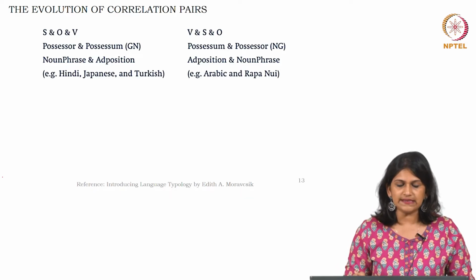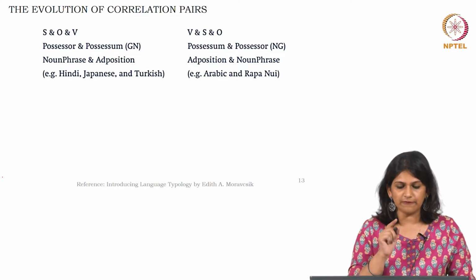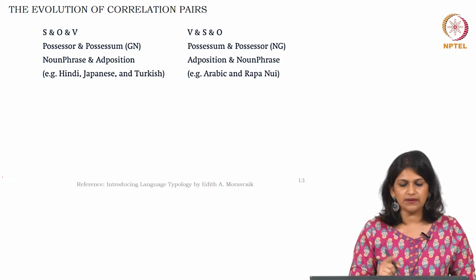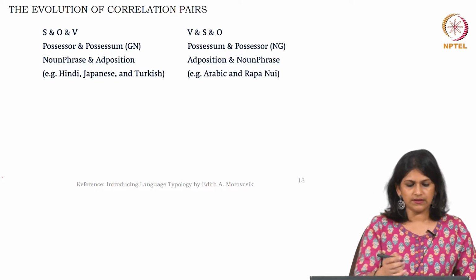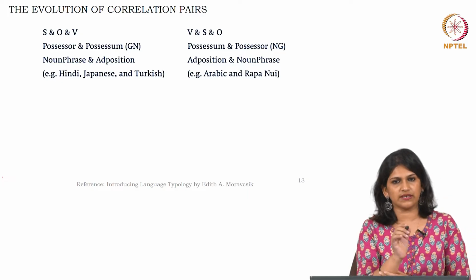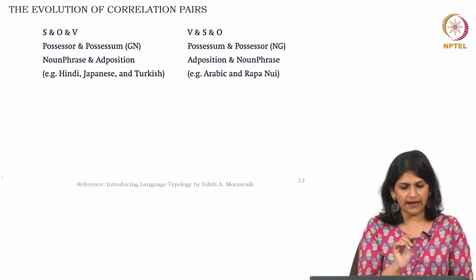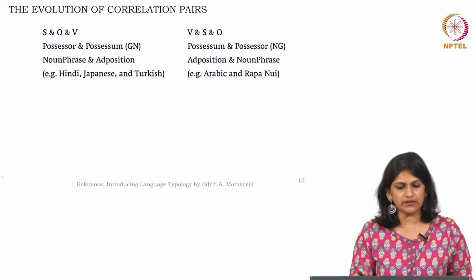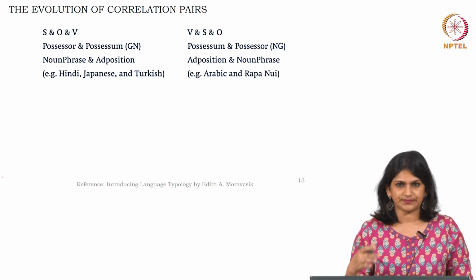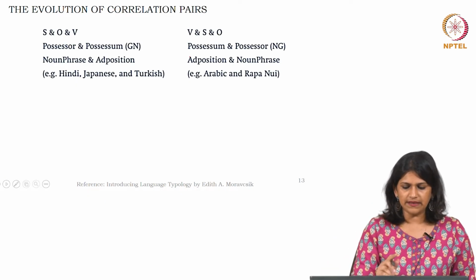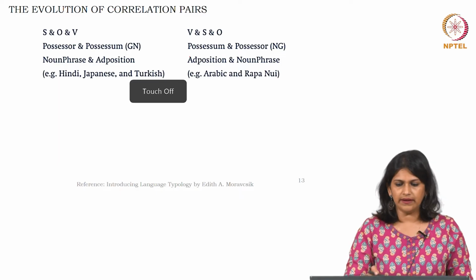When it is S, O, V, that means the first type, look at the table, it is possessor, possessum. So, remember there was this ladki ki maa, that kind of a construction in Hindi, right. So, in that case it is going to always be possessor, possessum, it is always going to be noun phrase and adposition. And what are the examples? Hindi, Japanese and Turkish, right.